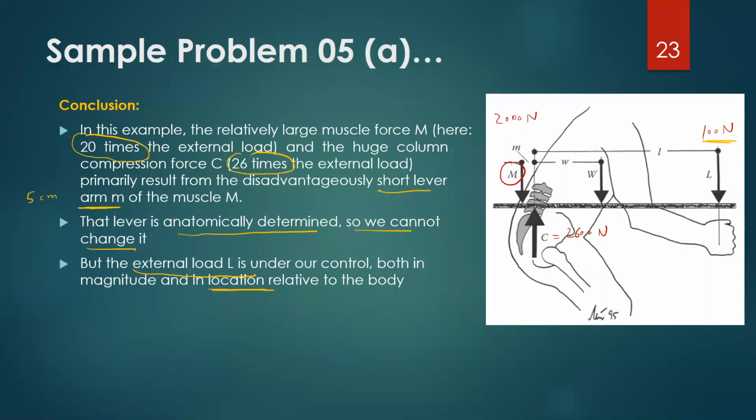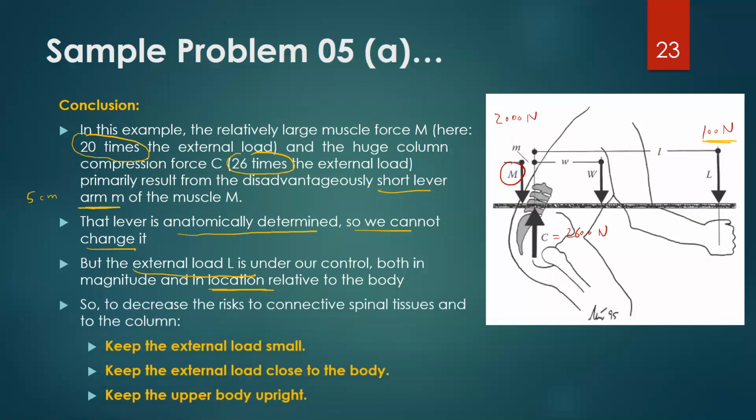So we can decide in many cases what should be the load and what should be its distance from the body. So to reduce the risk to connective spinal tissues and the column, we can draw three simple conclusions. Keep the external load small. So why 100 Newton? Cannot it be reduced? If yes, better.